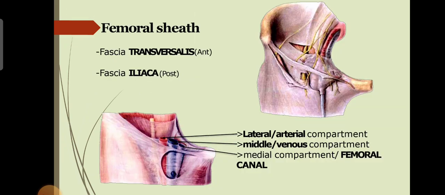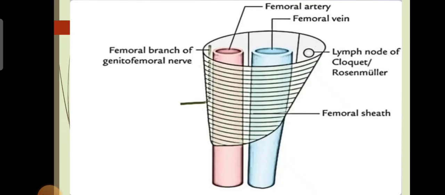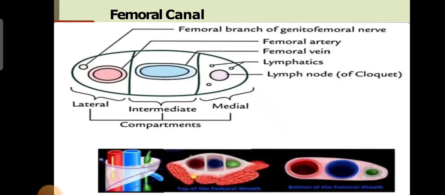This femoral sheath has two walls. One is the anterior, which is formed by the fascia transversalis, and the fascia iliaca, which is the posterior wall. It has three compartments. The lateral compartment, which is termed the arterial compartment, because it contains the femoral artery. Then the middle compartment is the venous compartment containing the femoral vein, and the medialmost compartment is the femoral canal. So these are the three compartments of the femoral sheath.